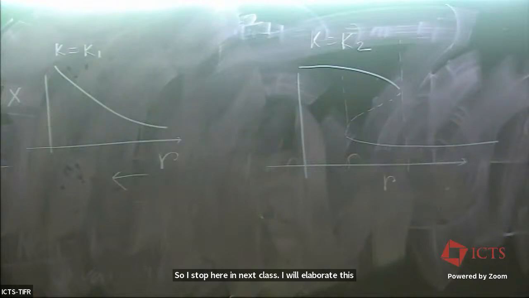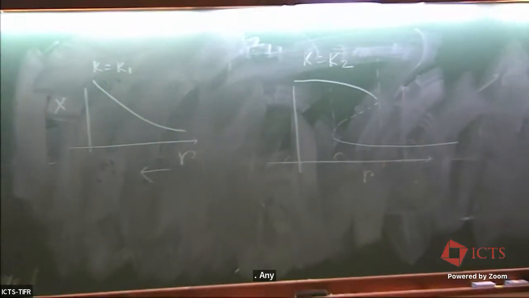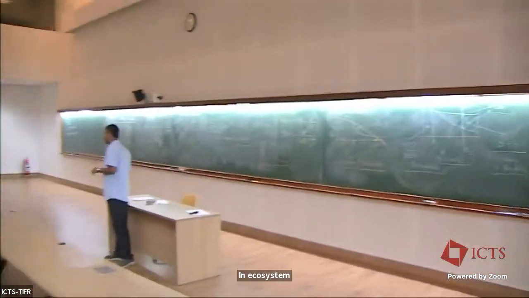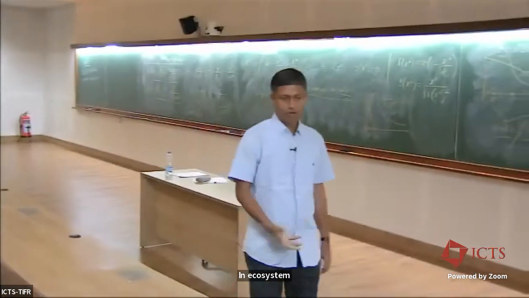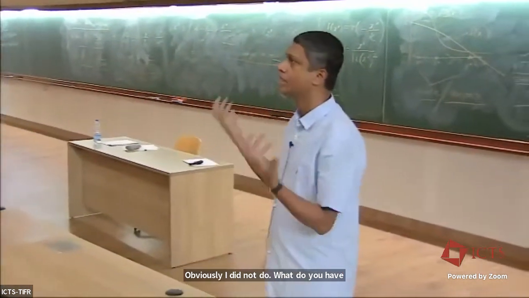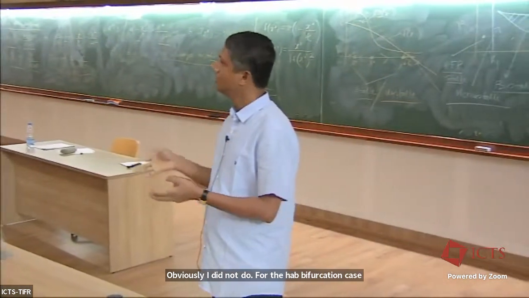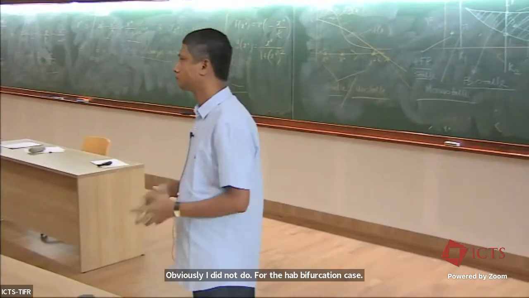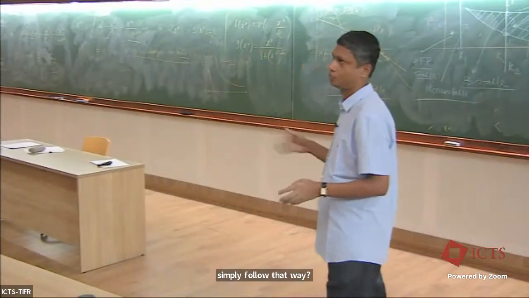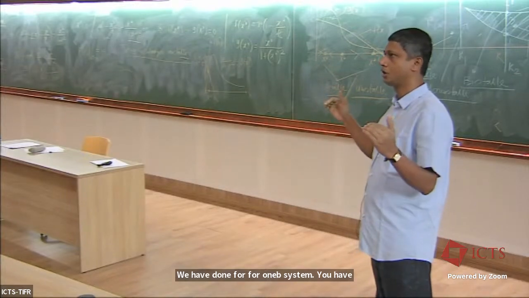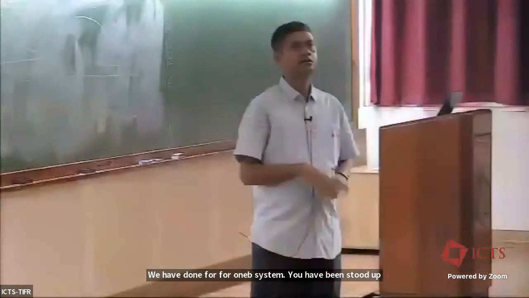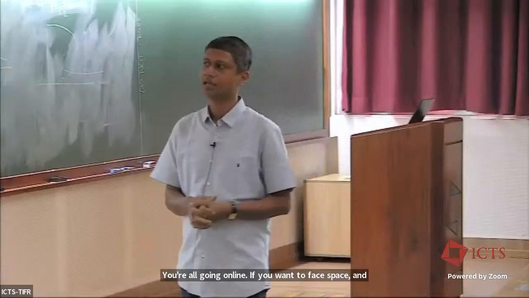Any question, please? Obviously, for the Hopf bifurcation case, I did not do the linear stability analysis in detail, but it will simply follow the way we have done for the 1D system. Instead of the motion being on a line, it will be in phase space, and you need to introduce the concept of the Jacobian and eigenvalues.